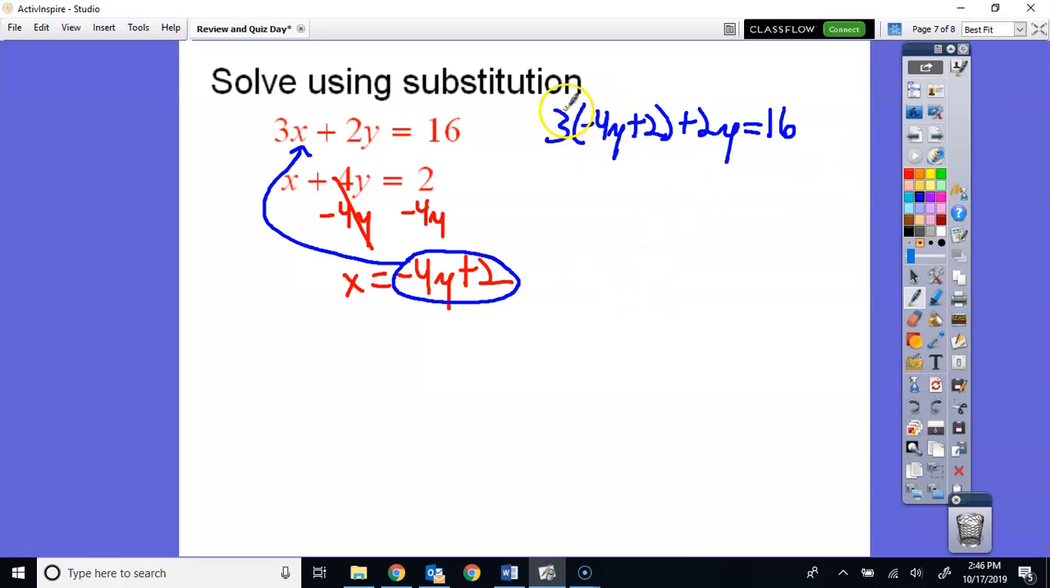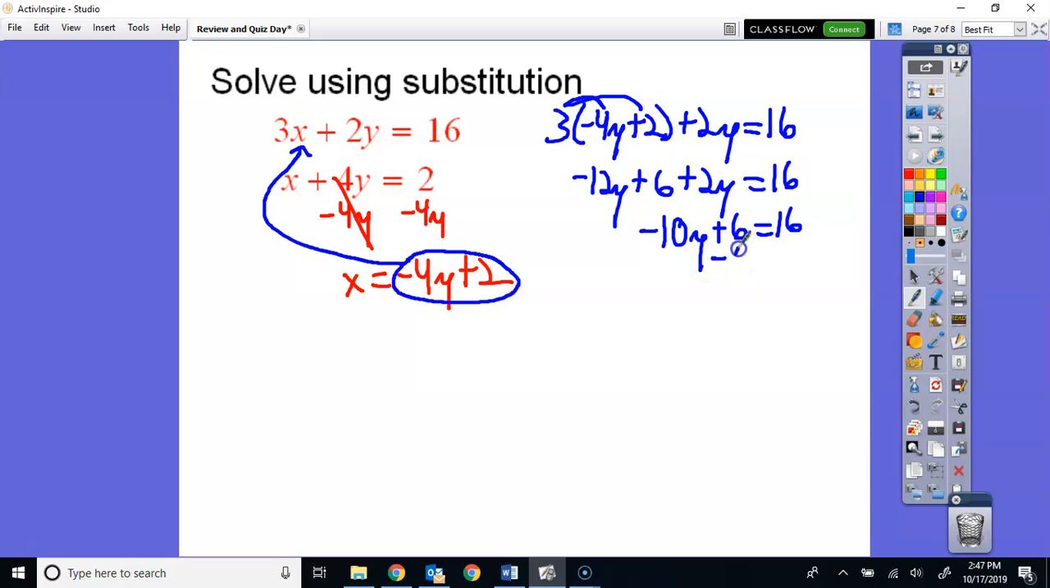Now all you have to do is solve this equation just like we have been since the first chapter this year. You distribute the 3. 3 times negative 4 would be negative 12y. 3 times 2 would be 6. And then you have the 2y over here and the 16 here. Negative 12y and 2y are on the same side of the equation, so we just add those together and get negative 10y.